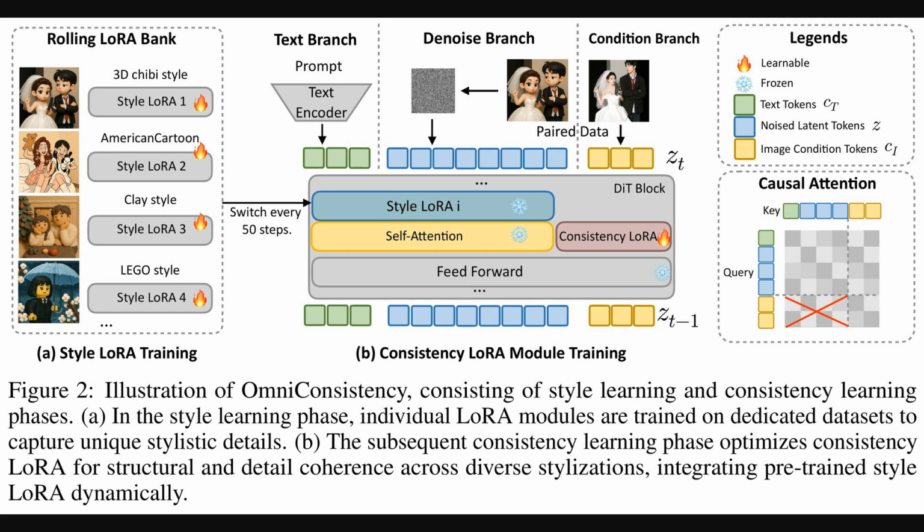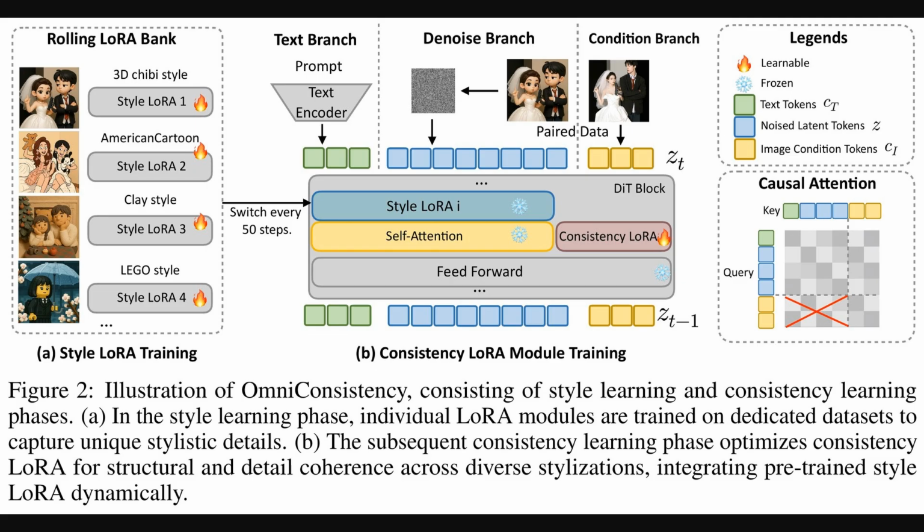Okay, so after seeing those impressive results, this diagram breaks down how the OmniConsistency method actually works. It uses a really smart two-stage process. First, on the left, they train separate style low-rank adaptations for each artistic look, like 3D, cartoon, or clay. Then comes the second and most important stage, consistency learning.